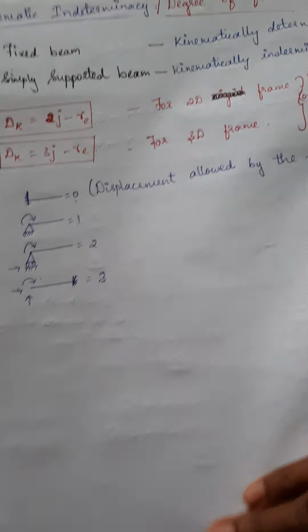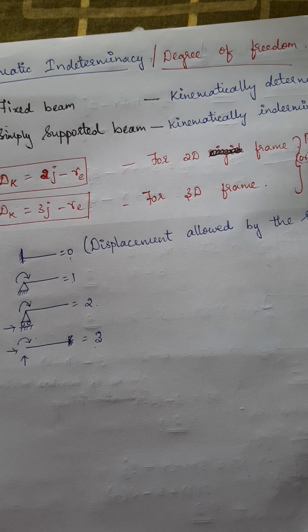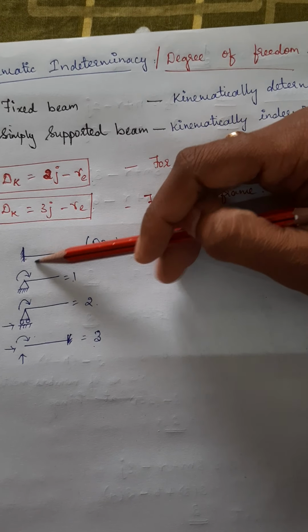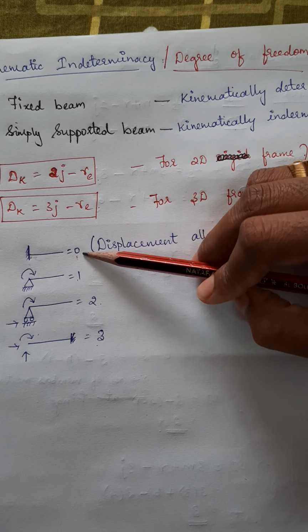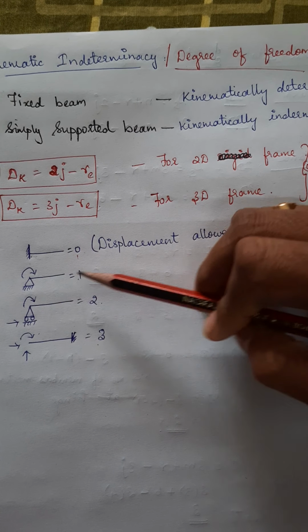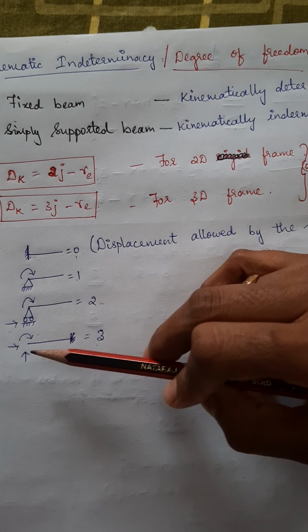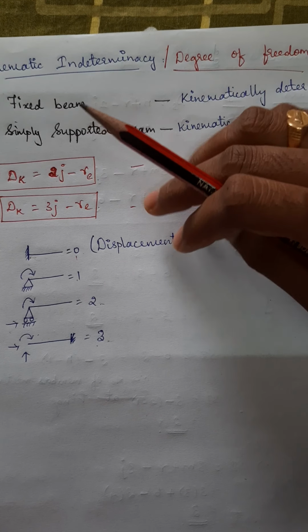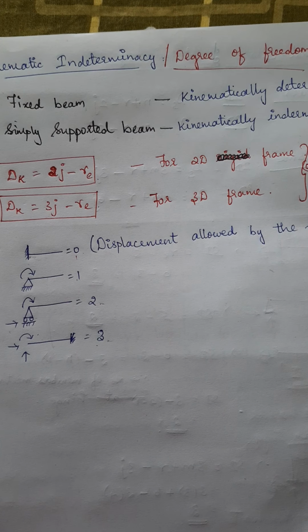Next we'll see about kinematic indeterminacy. Kinematic indeterminacy is generally also called degree of freedom. Kinematic indeterminacy can be calculated simply by taking the movements allowed by the supports. See, for a fixed support there will be no movement, so it is 0. Hinged there will be rotation, so it is 1. Roller there will be horizontal movement and rotation, so it is 2. When it is a free end there will be 3. A fixed beam will always be kinematically determinate, whereas simply supported beams will be kinematically indeterminate.